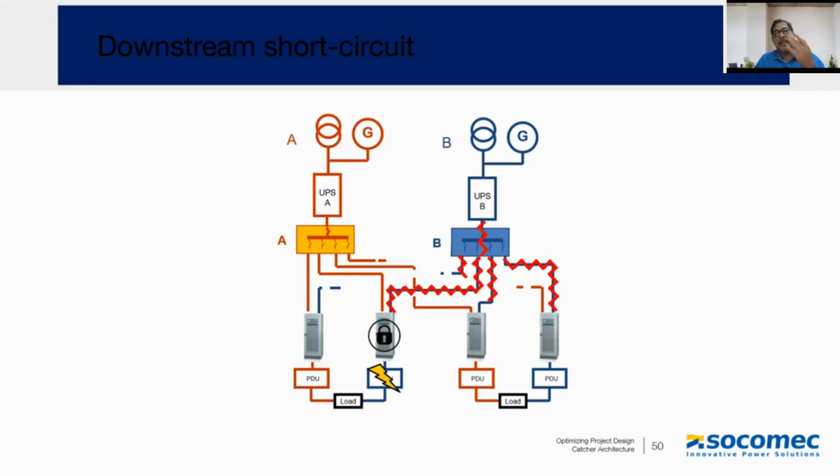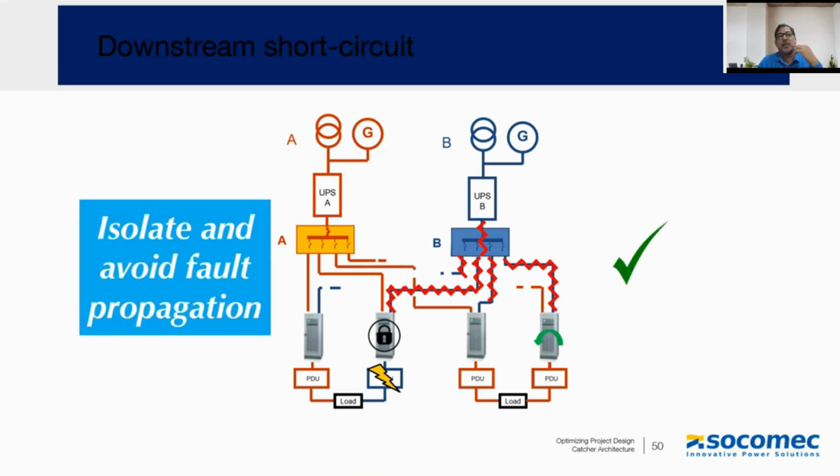Okay. So in a situation like this, the STS goes into the blocking mode by sensing the downstream short circuit or fault current. It will block the supplies, and the STS which has this source A option available as the alternate will change over to source A, and all the three remaining STS will operate on source A, and this way effectively isolate and avoid propagation of the fault.